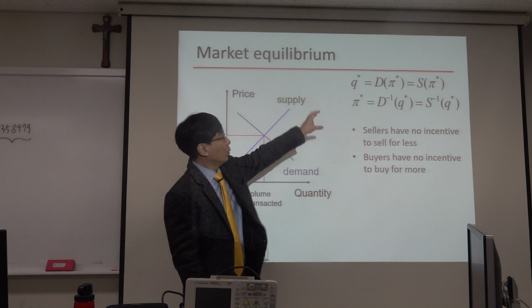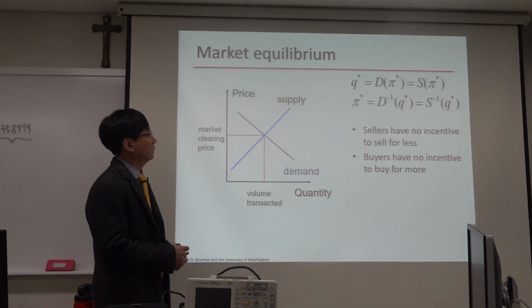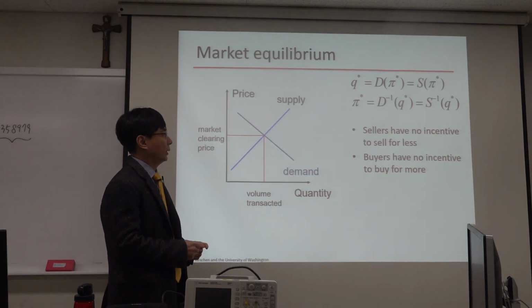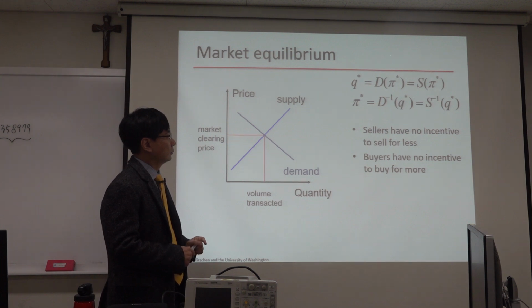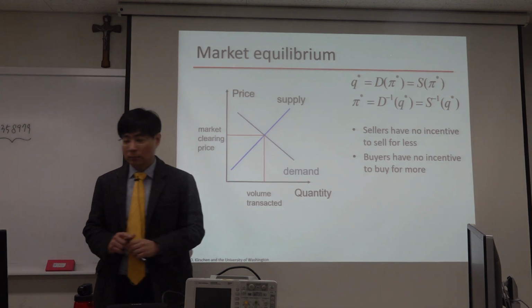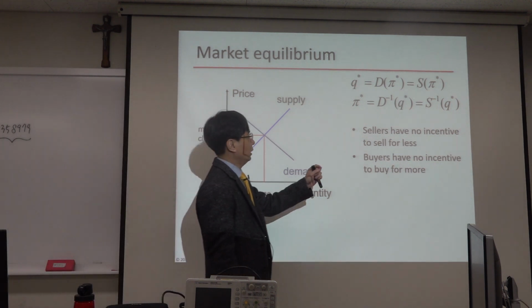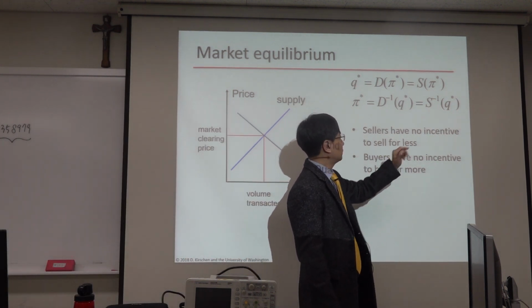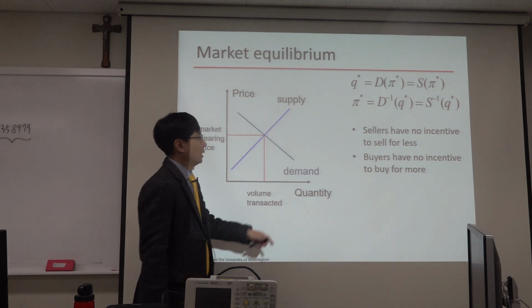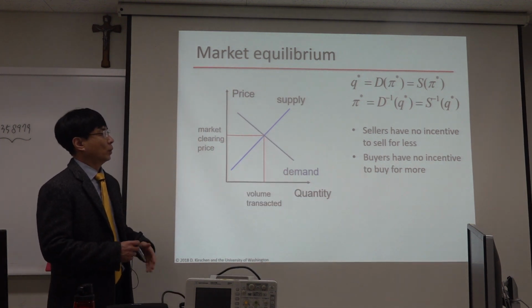Anyway, assuming we know demand function and supply function, we can compute this equilibrium point. And at that point, sellers have no incentive to sell for less price, or buyers have no incentive to buy for more.